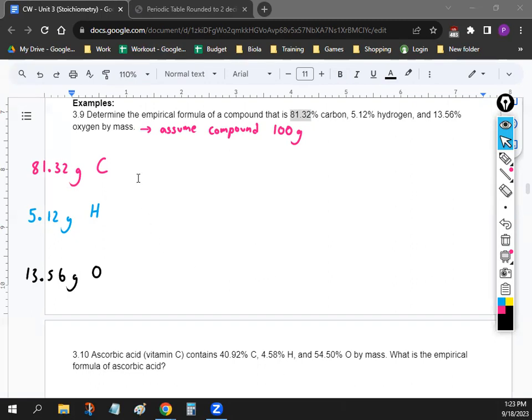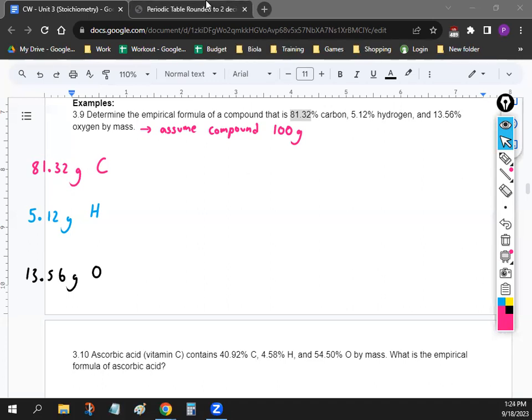All right, so what we're gonna do now is we're gonna turn the grams into moles, because if we turn it into moles, we can put it into the molecular or the empirical formula. So I'll do the first one with you guys, and then I'll have you guys try the other ones on your own. So super simple.